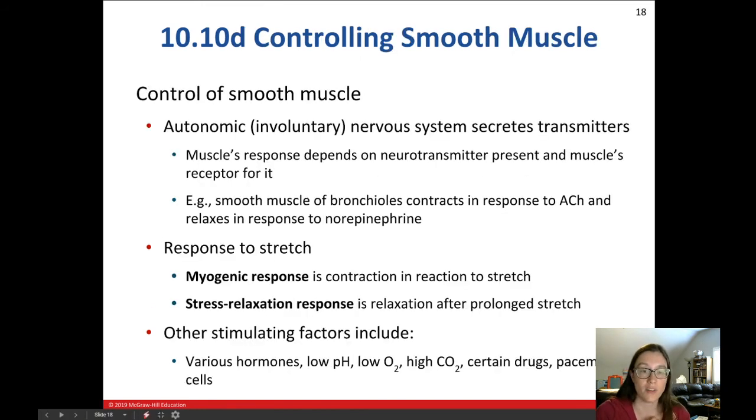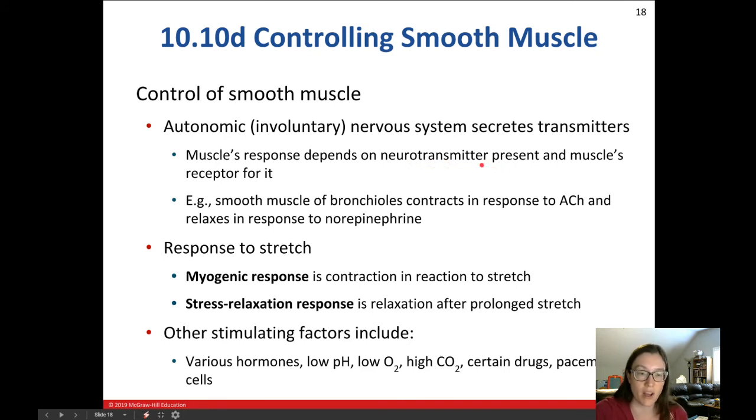So there's a couple of different ways that smooth muscle can be controlled. The first one is that it's involuntary. So the autonomic nervous system can control it. That's the involuntary part of our nervous system. We'll learn about it in chapter 15. And so the muscle's response depends on the neurotransmitters present and the muscle's receptor for it.